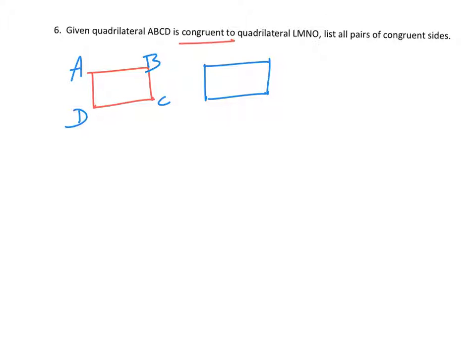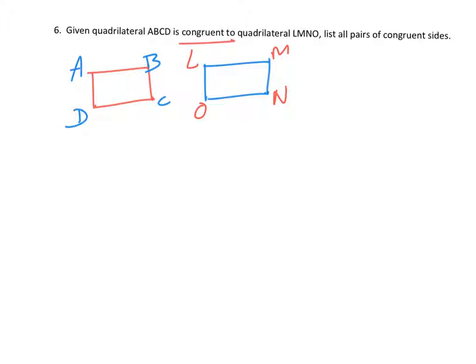Okay, so this one we're going to list all pairs of congruent sides. We could do it without drawing the pictures, but I'm going to draw the pictures for you just to make sure. Now it says they're congruent, so that means they're same size and shape. Okay? Same size and shape. Don't make fun of my art here. So we're going to draw them A, B, C, D. Don't zigzag. And then we have L, M, N, O.